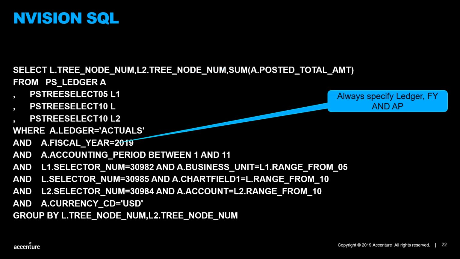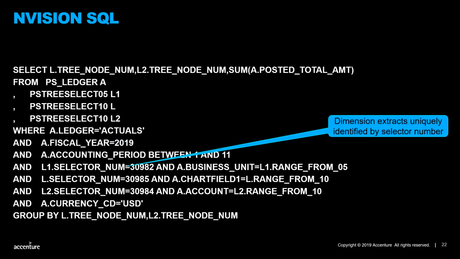An nVision query will always specify the name of the ledger, the fiscal year, and the accounting period. Here accounting period is a range 1 to 11 because it's a year-to-date query, but it might also say accounting period equals something.